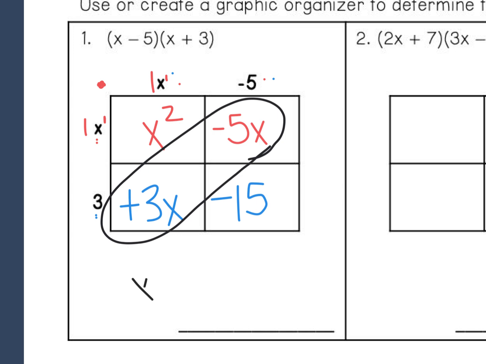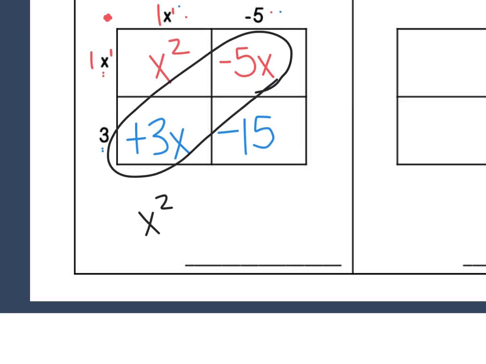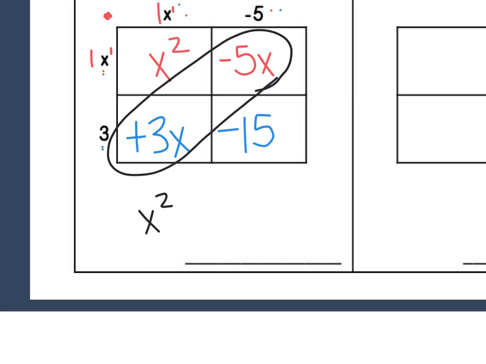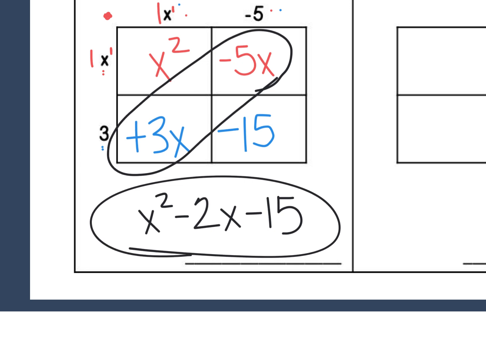So you've got your x squared. We talked last week, highest exponent to lowest exponent is how you should try to write it. Then I have negative 5 and a positive 3. How many x's is that? Minus 2x, and then that minus 15 doesn't have any friends, so we're just going to write it.